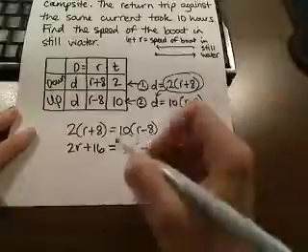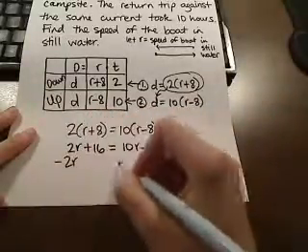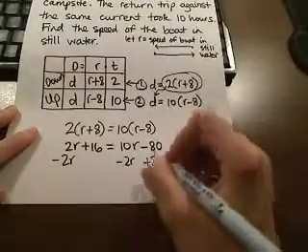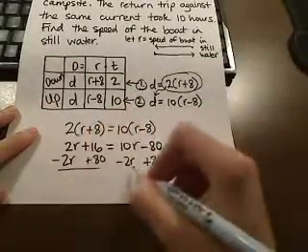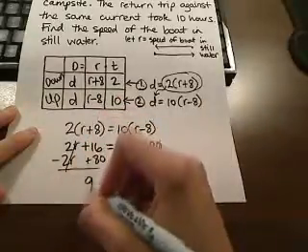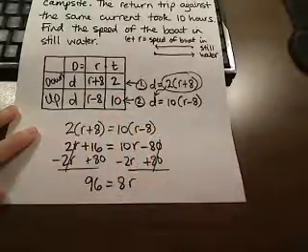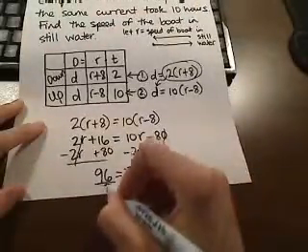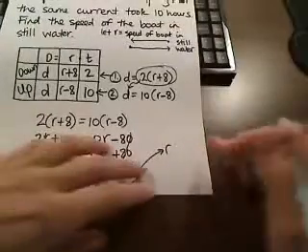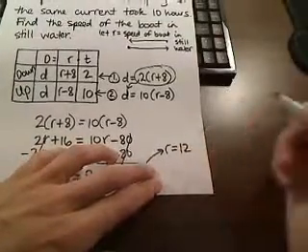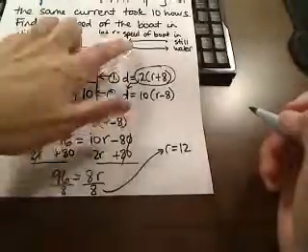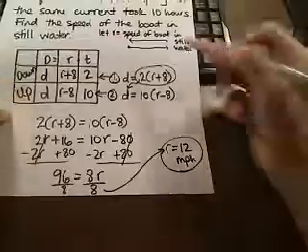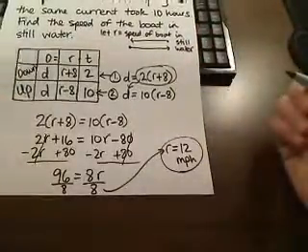If we get our r's together, we subtract 2r from both sides, and I'm going to move the 80 over as well. So we have 96 is equal to 8r. Then we just divide by 8, and we find that r is equal to 12. This is the rate of the boat, so this is miles per hour. So that's the speed of the boat in still water for this problem.